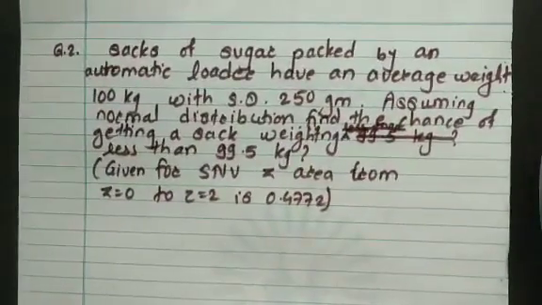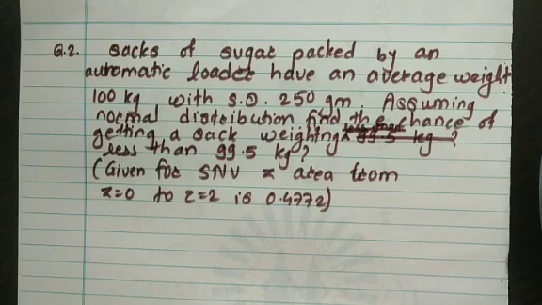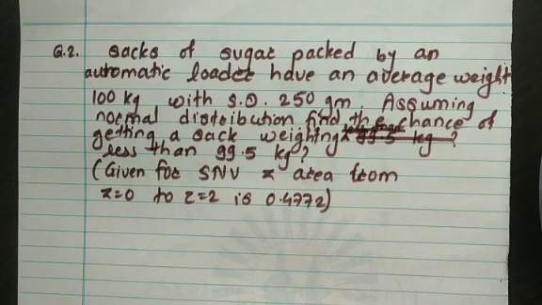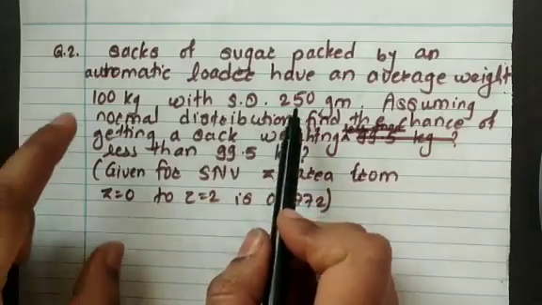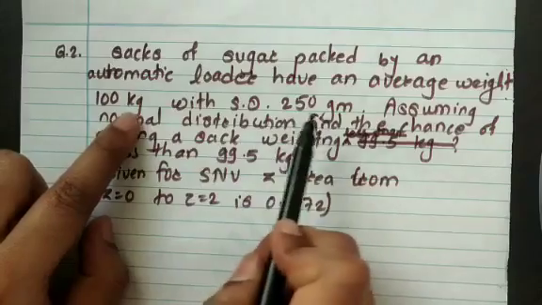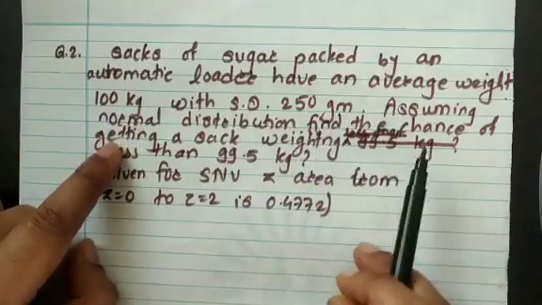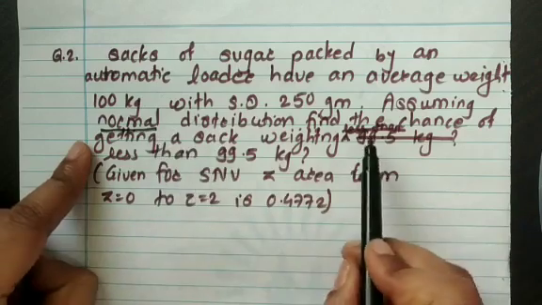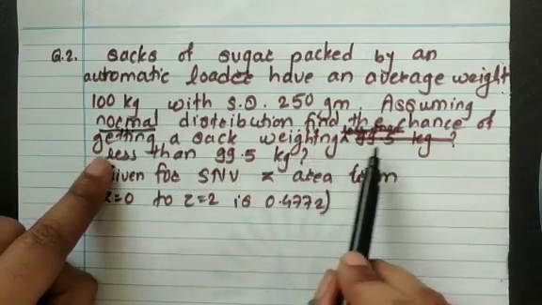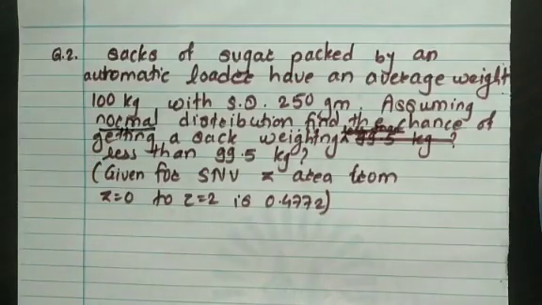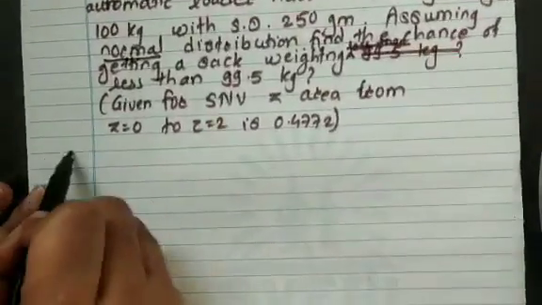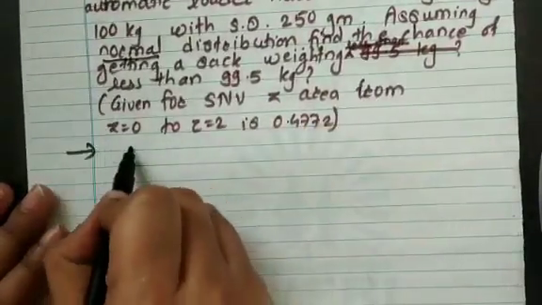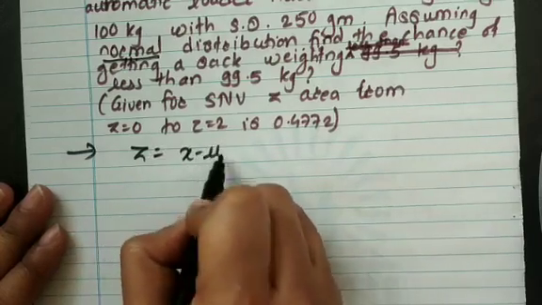Next question. Sacks of sugar packed by an automatic loader have an average weight of 100 kilogram and standard deviation 250 grams. Now it is kilogram and this is gram, just take care of that. Assuming normal distribution, given is a normal distribution, find the chance of getting a sack weighing less than 99.5 kg, and some area is given to you. From z is 0 to z is 2 is given to you. Okay, as it is a normal distribution, for that we need z.